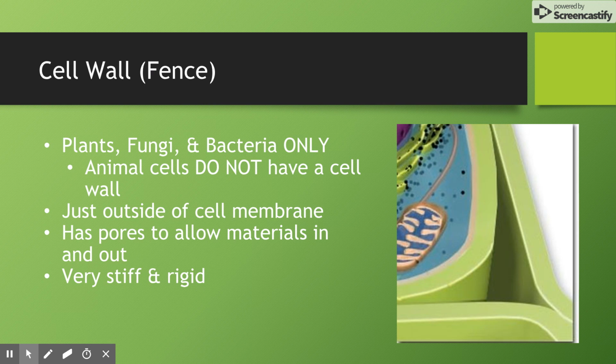So plants, fungi, bacteria, they still have a cell membrane. They still have the exterior walls of the factory. It's just going to be an additional barrier that things have to go through in order to transport that product out or to bring materials in. Because it is so rigid, things can't just flow across it. So it does have pores, or almost like doors or gates, to allow things in and out.